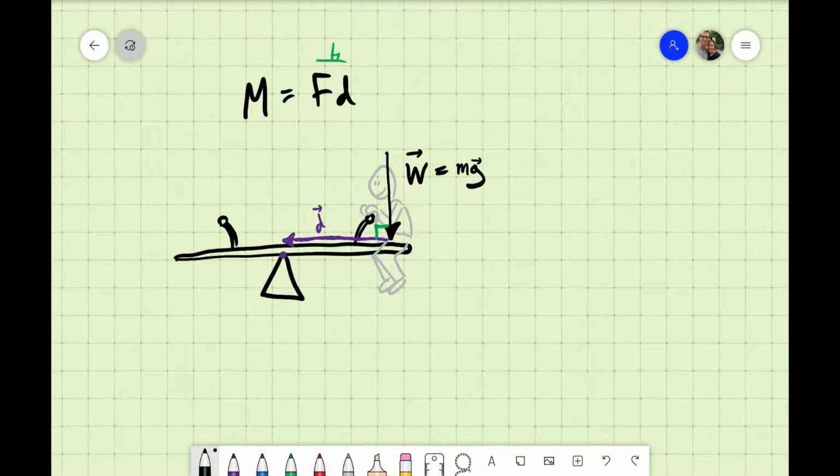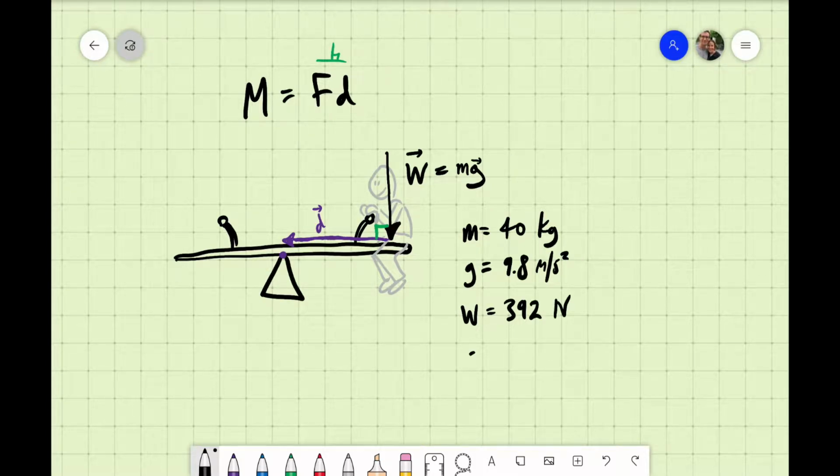So maybe our kid has a mass of 40 kilograms. Okay, we know that G is 9.8 meters per second squared. So quick little calculation here. Okay, so his weight is 392 newtons. The distance, I don't know, I'm just going to make it up, like I made up the 40. The distance might be maybe a 2 meter distance to the center of that seesaw. And so that means the moment is F times D, the weight times D, 392 times 2, 784 Newton meters.